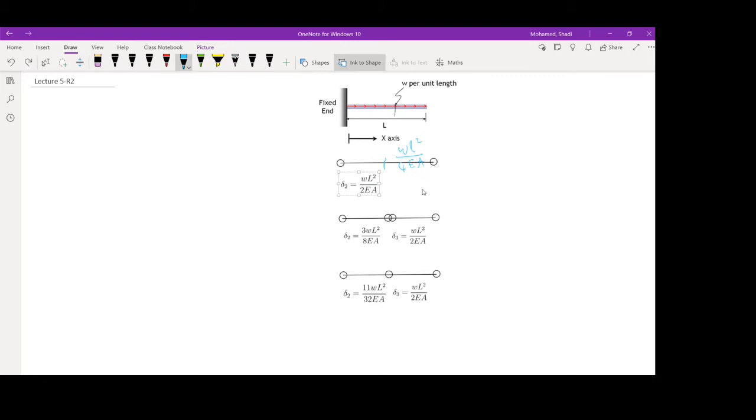Oops. Yeah, it's not moving. For some reason, it is not. All right, okay. I'll just put this one here.